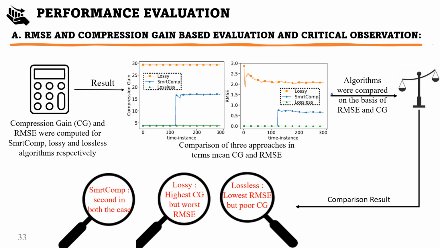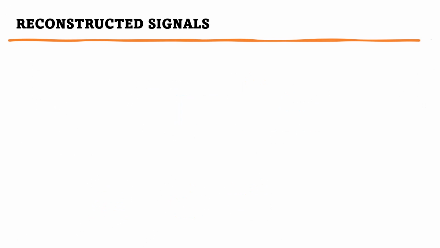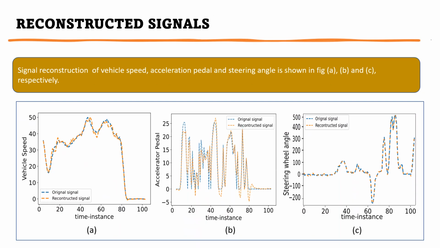So to check the accuracy of SmrtComp, we reconstructed the vehicle speed, acceleration pedal, and steering angle data from the lossy compressed data. So in all the three graphs, the blue line is the original signal and the orange one is the reconstructed signal. The close overlapping between the two lines in all the three graphs assures SmrtComp's accuracy.